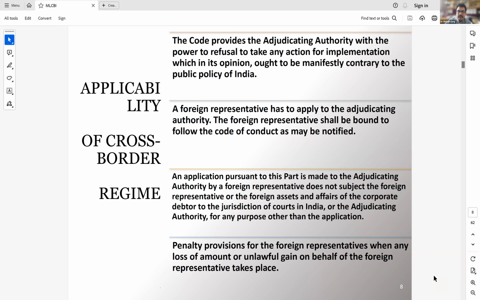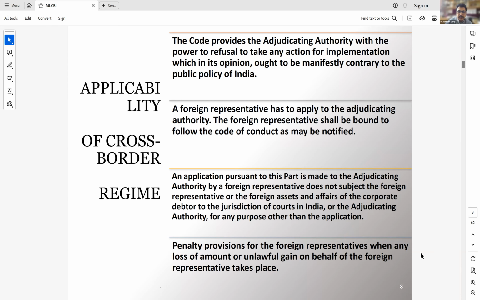So what is the applicability of the cross-border regime? The code provides the adjudicatory authority with the power to refuse to take any action for implementation which, in its opinion, ought to be manifestly contrary to the public policy of India. So the law still provides that the adjudicatory authority, which is the NCLT, may refuse to recognize and enforce any foreign proceeding which may be contrary to the public policy of India.